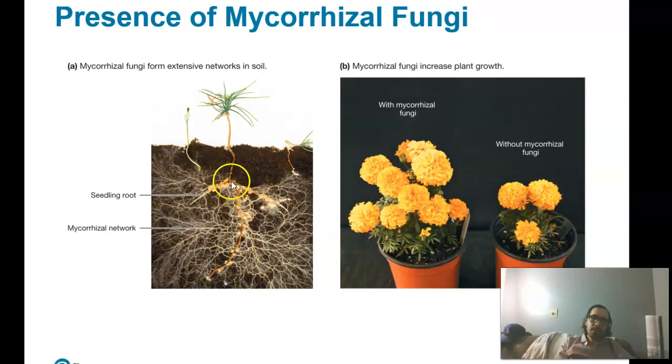And here you can see what you would see underground in the root system of the plant. So you would see the root of the plant, and then all of this lighter color would be the mycorrhizal network. So this is what allows the plant to obtain those nutrients that it needs, like nitrogen, phosphorus, and it also helps it absorb more water.